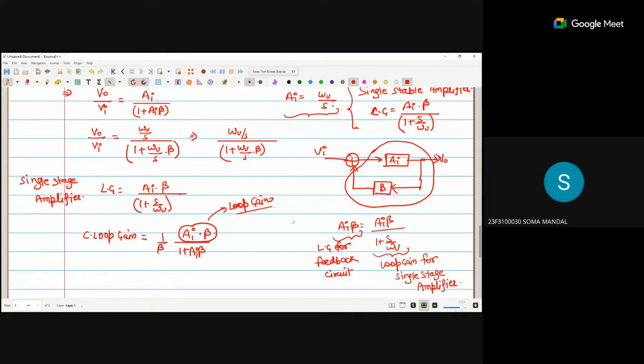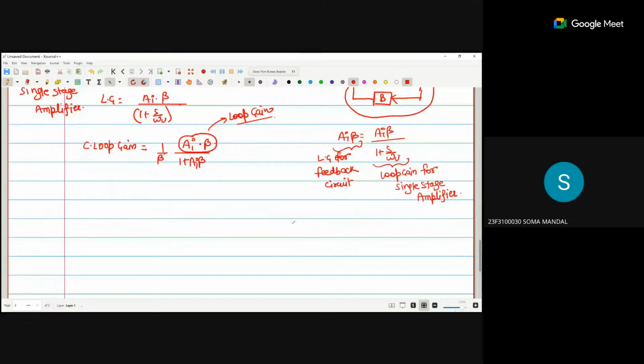Yes, sir. Now I understand. In the lecture, the professor used 1 by f into the loop gain function divided by 1 plus loop gain function, that is the closed loop transfer function. These terms were a little bit confusing to me. Now it is clear. Yes, sir.